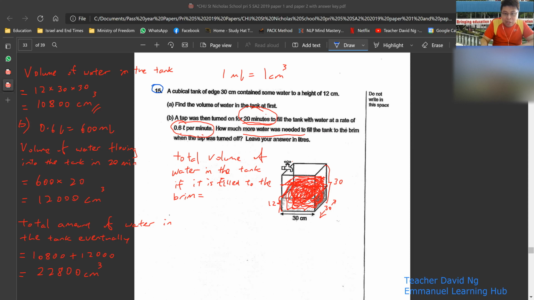The question is asking, what is the volume of this space? Because how much water is needed to fill the tank to the brim? They are indirectly asking, what is the amount of space here? What is the volume of the air space here in the tank? That's what they're asking. So how to find the volume of this air space?